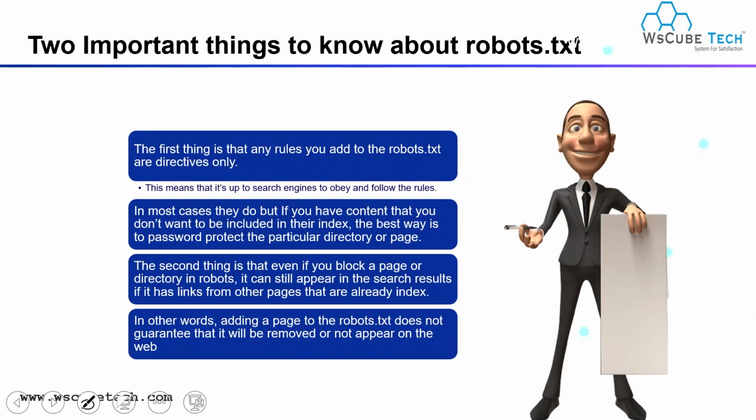Now, we have two important things to know about your robots.txt file. The first is that any rule you add to your robots.txt is a directive only. This means that it's up to the search engine to obey and follow that particular rule.